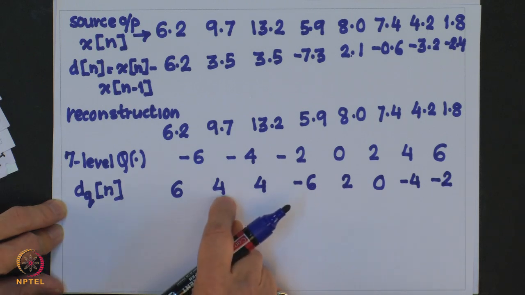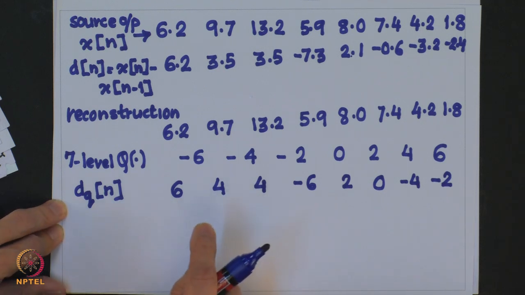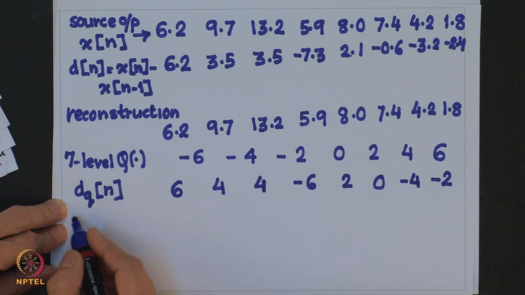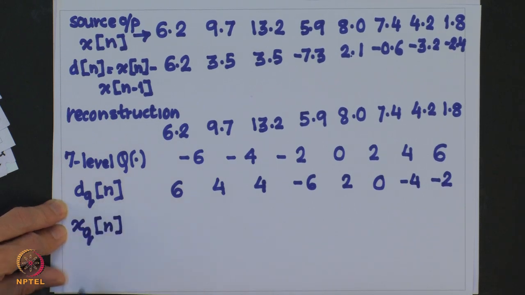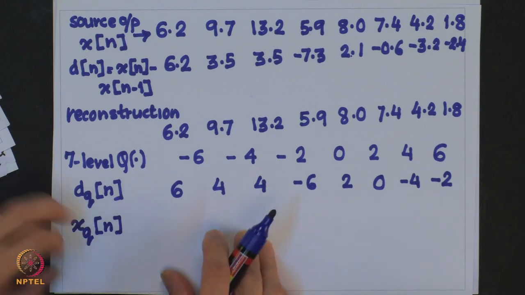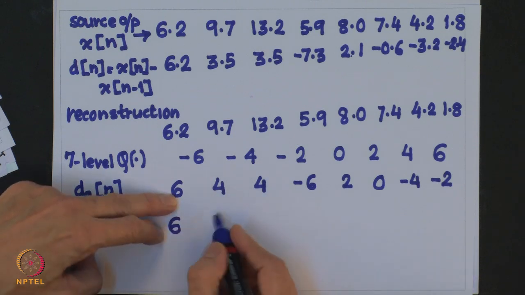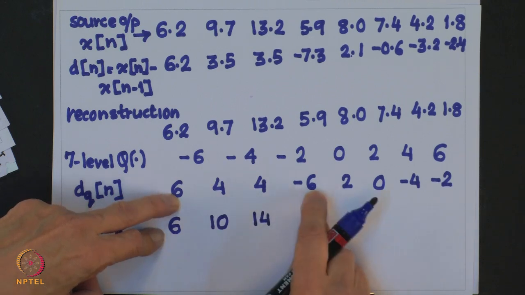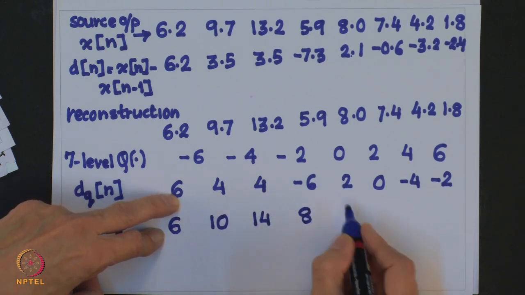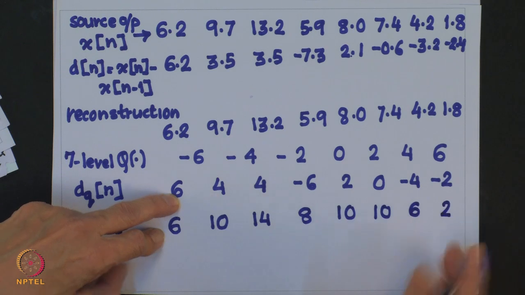So, at any particular instant I will take the difference sample and add it to the previously reconstructed value. If I do this, I get my reconstruction, which I denote as xq. It is not going to be the same as xn, you will see very soon. The first case is going to be 6, then I take this and add it to this, so it becomes 10. Next, addition of this 14, this gets added to this, so 8, 10, 10, 6 and 2.